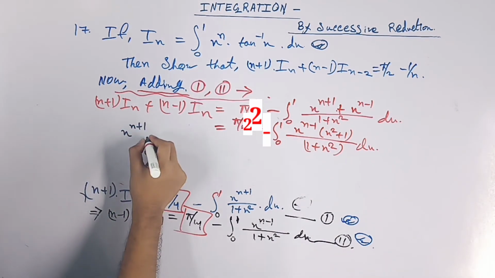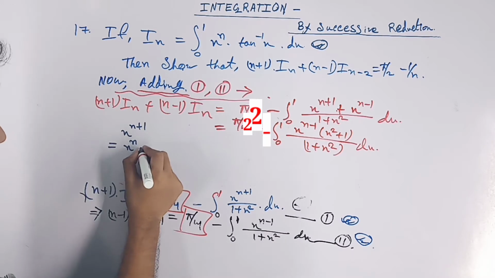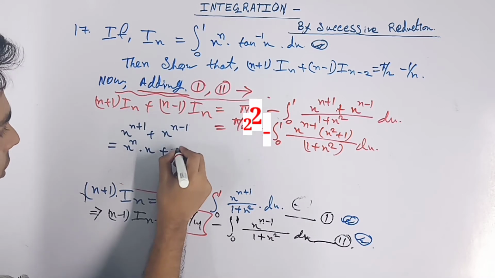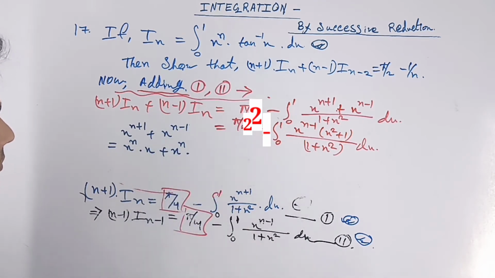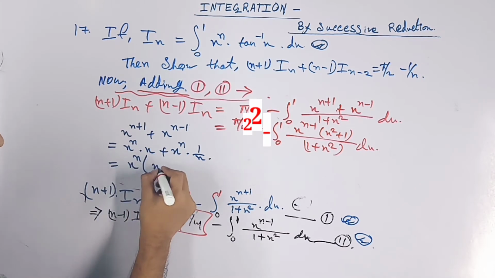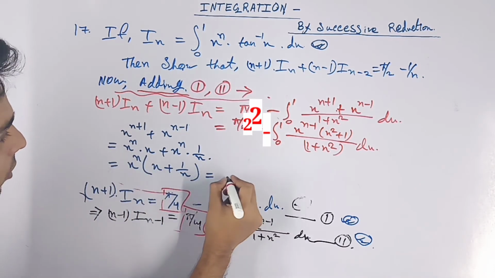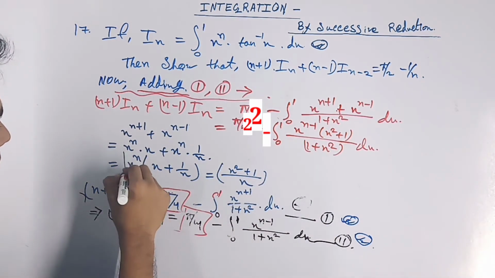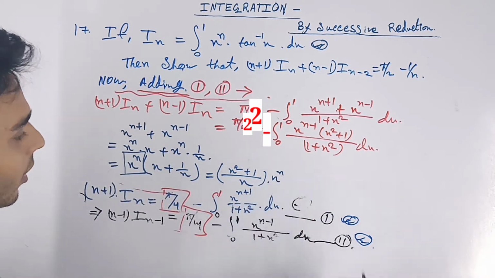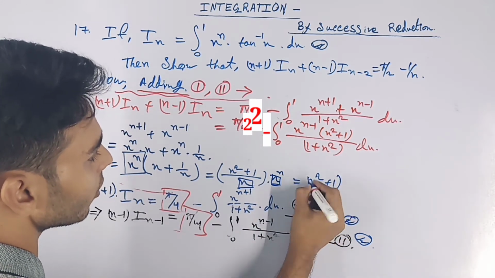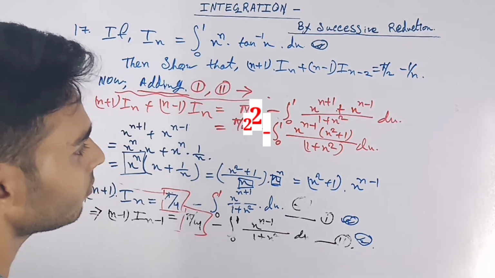So now I will show you how this function is coming. We know x to the power n plus 1 is x to the power n times x, and x to the power n minus 1 is x to the power n times x to the power minus 1. So now 1 by x is coming, so x to the power n is common, so now x plus 1 by x, which equals x square plus 1 over x. And x to the power n is outside, so now x square plus 1 times x to the power n minus 1.